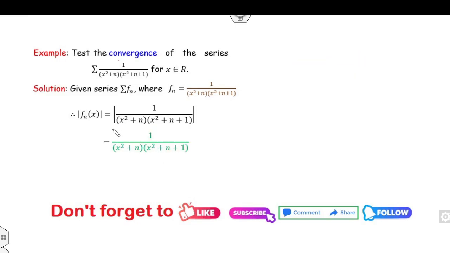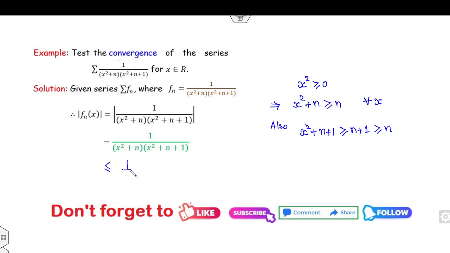Since x square is greater than or equal to 0, this implies x square plus n is always greater than n for all x. Also, x square plus n plus 1 is always greater than n plus 1, and n plus 1 is always greater than or equal to n. So I can substitute this value. It is 1 over something less than n, that is 1 over n square, and I call this number Mn.